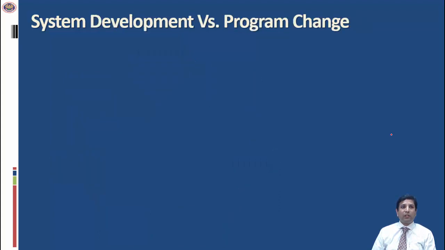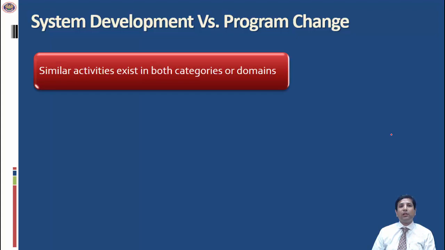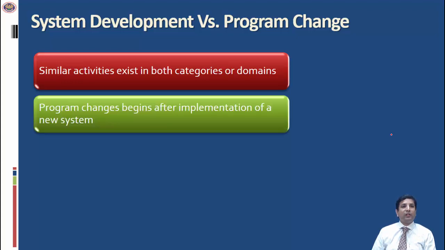One aspect we need to understand here is that the system development is very similar to the program changes. If you have seen, the kind of activities which happen in the system development phase are very similar to the activities which take place in the program change process. The similar activities exist in both the categories of domains of these two GITCs. So what is the difference?